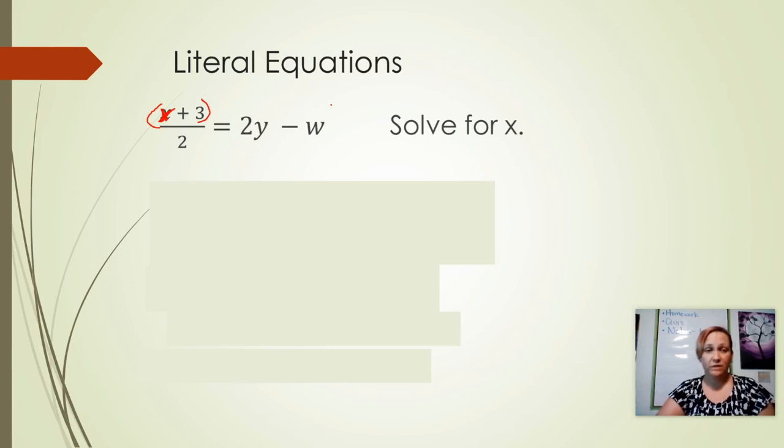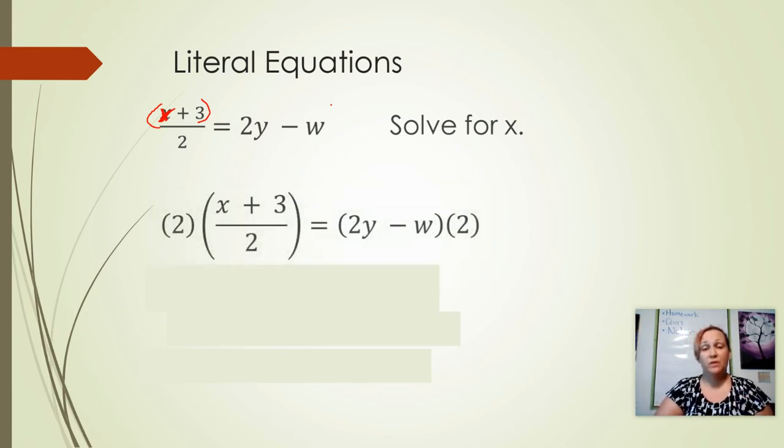The opposite of dividing by 2 is timesing by 2. Whenever you're multiplying or dividing an equation, you have to multiply the entire side of the equation or divide the entire side of the equation. In this scenario, I will be multiplying the entire side by 2. So notice that I put the whole left side in a really big parentheses, and I put a 2 on the outside, and then I put the whole right side also in a really big parentheses.